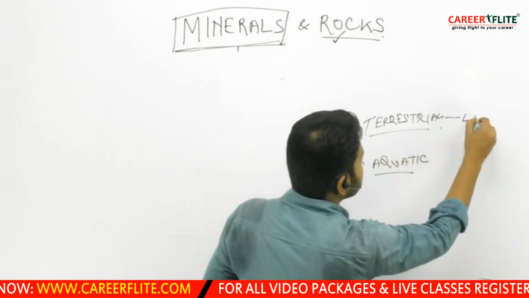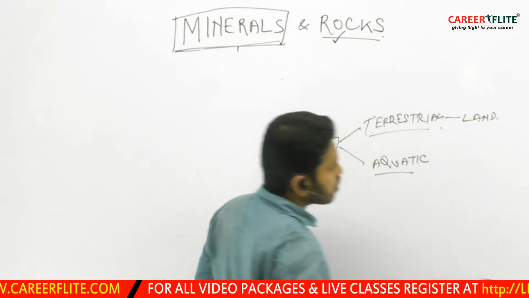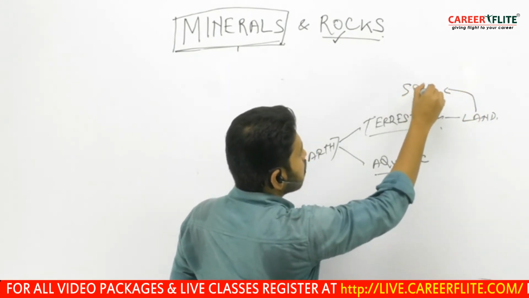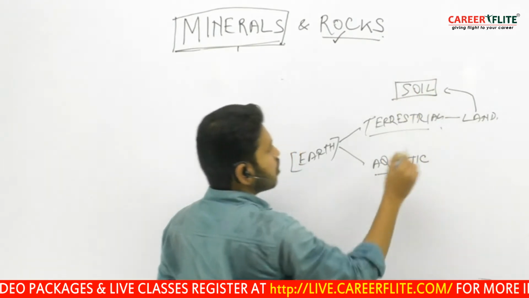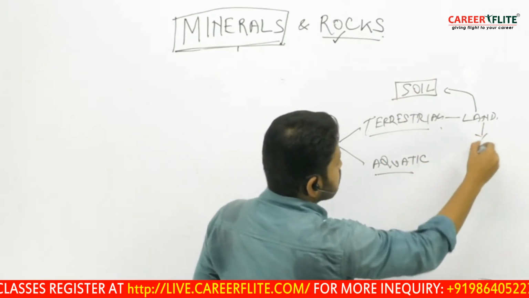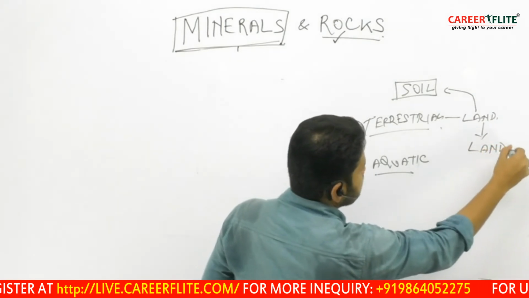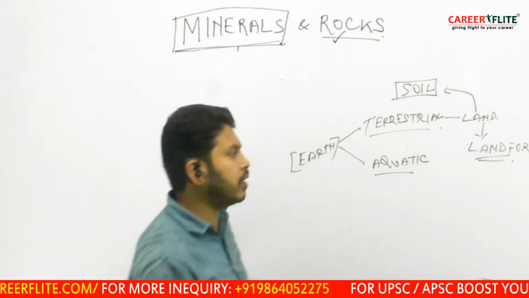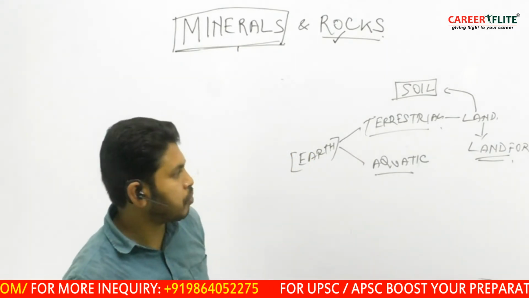This is land. And how does land form? The first step is the formation of soil. Soil is the first step in the formation of land. Then land will give rise to landforms, different types of landforms based on the climatic condition and other agents, erosional agents, depositional agents.